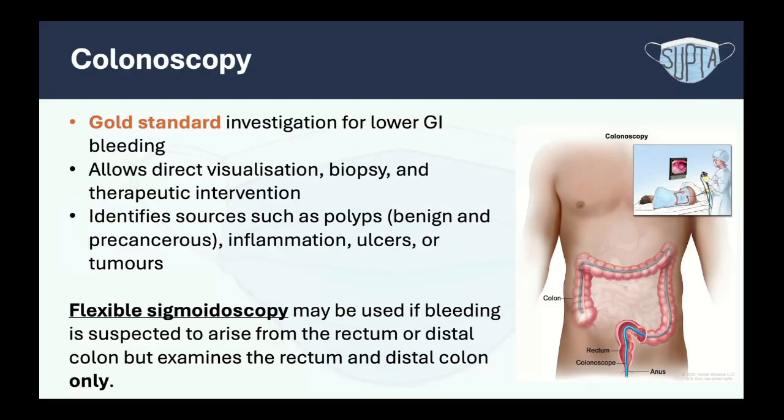In some cases, flexible sigmoidoscopy may be used instead, in particular when bleeding is strongly suspected to originate from the rectum or the distal colon. It's a much quicker procedure compared to colonoscopy, and it requires less extensive bowel prep and sedation. However, since you cannot visualize the entire colon, you may miss some pathologies that are higher up in the GI tract.